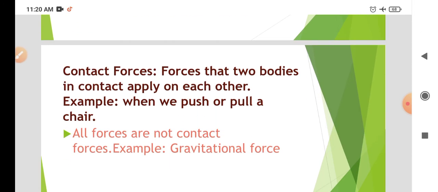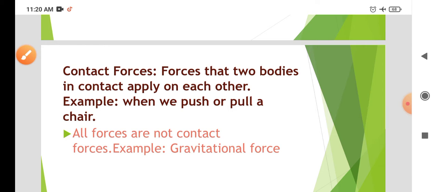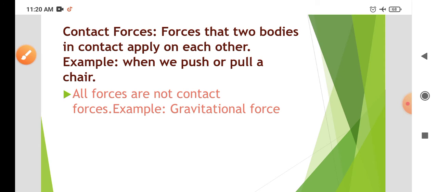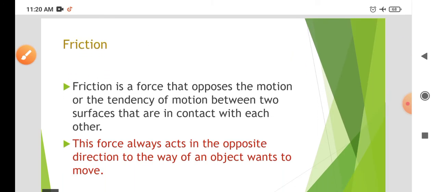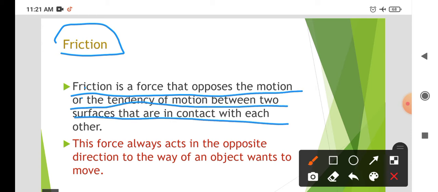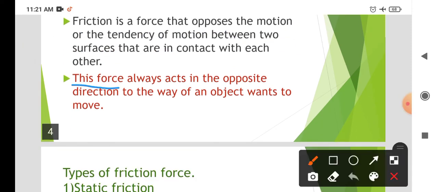Contact forces: forces that two bodies in contact apply on each other. For example, when we push or pull a chair. But all forces are not contact forces, for example, gravitational force. In this chapter we will read one contact force, that is friction. Friction is a force that opposes the motion or the tendency of motion between two surfaces that are in contact with each other. This force always acts in the direction opposite to the way an object wants to move.